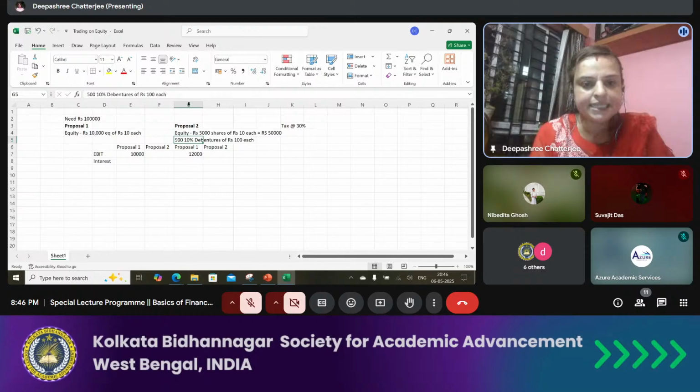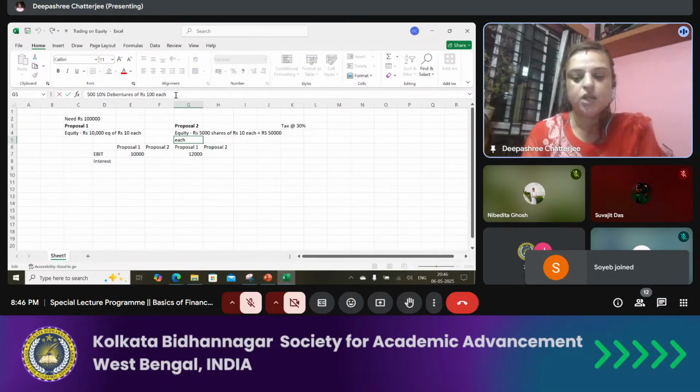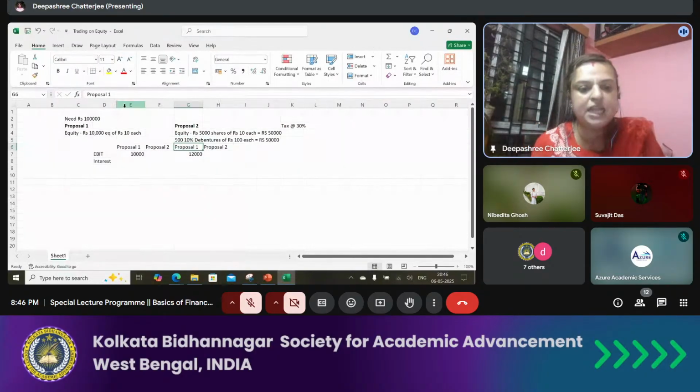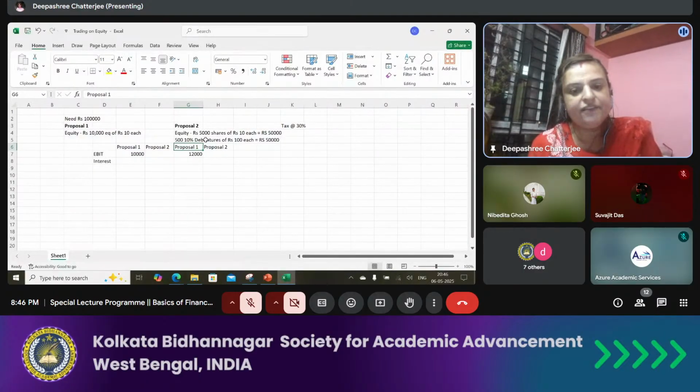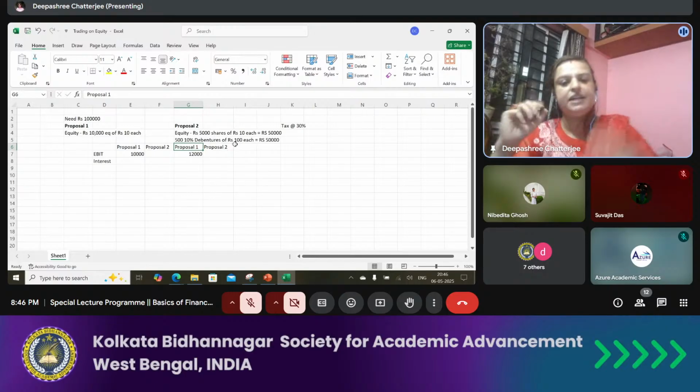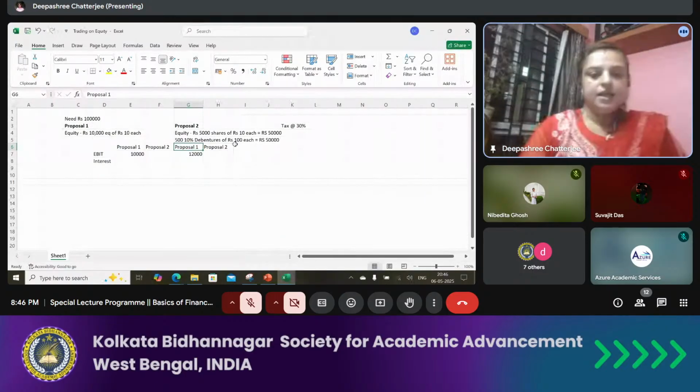So in the second proposal, we have 10% debentures of rupees 100 each. So 500 debentures into rupees 100, again it is rupees 50,000. 500 into 100, right? It is rupees 50,000. So see, in proposal 1, we have raised the entire 1 lakh from equity, and in proposal 2, we have taken 50% from equity and 50% from debentures, right? Now let's see how this trading on equity works magically, right?